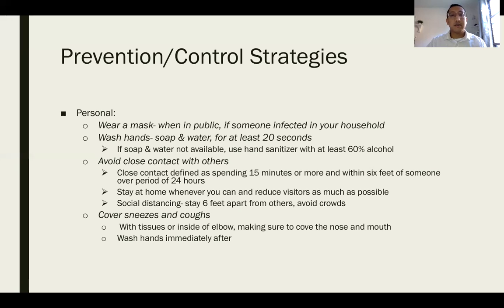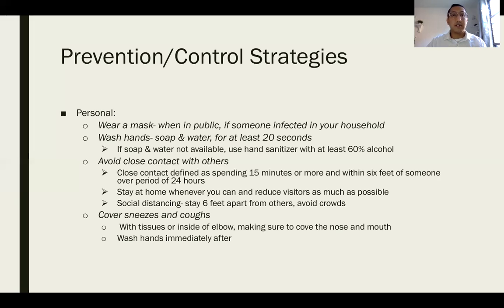They recommend, so to avoid close contact, that we stay at home whenever we can, and also try to reduce visitors in your house as much as possible. And when you do go outside, do social distancing, which is staying 6 feet apart from others, and also avoid large crowds.